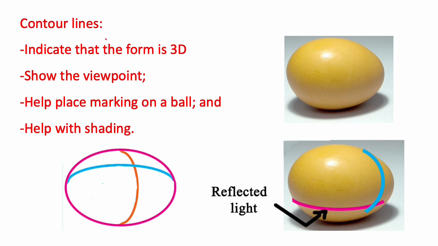Contour lines indicate that the form is 3D and helps show the viewpoint, as I've discussed. In addition, it helps you place markings on a football or some other type of ball, and helps with shading. Reflected light, for example, will hit the underside of this egg below the magenta line.